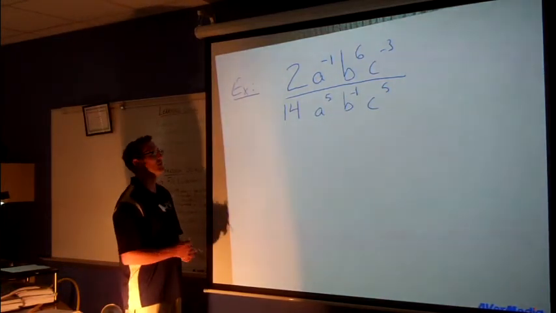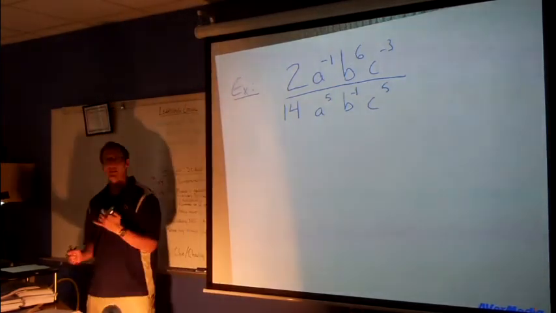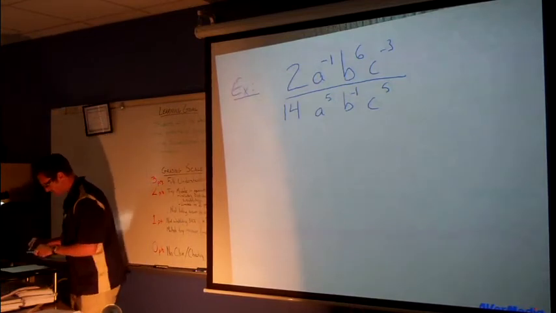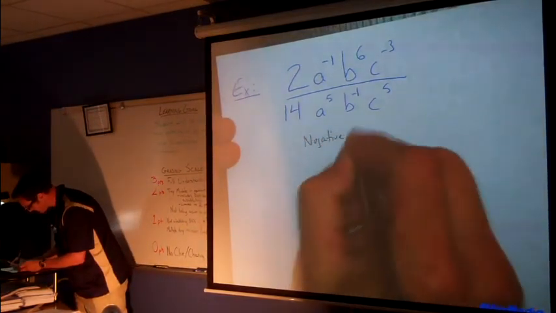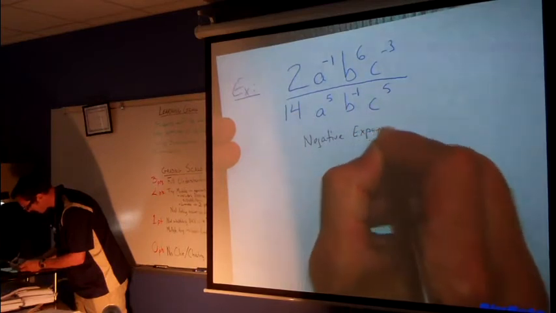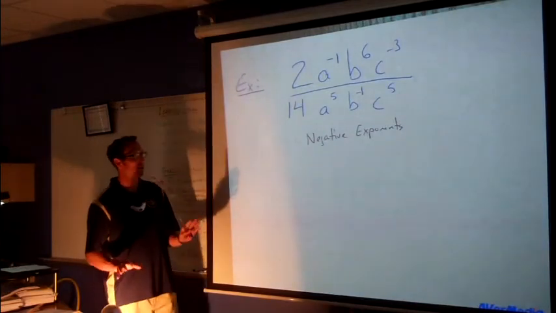It's infinitely many ways. What I'm going to do first, I'm going to deal with negative exponents first. That means if they're on the bottom, I move them to the top. If they're on the top, I move them to the bottom. So that's what I'm going to deal with first.